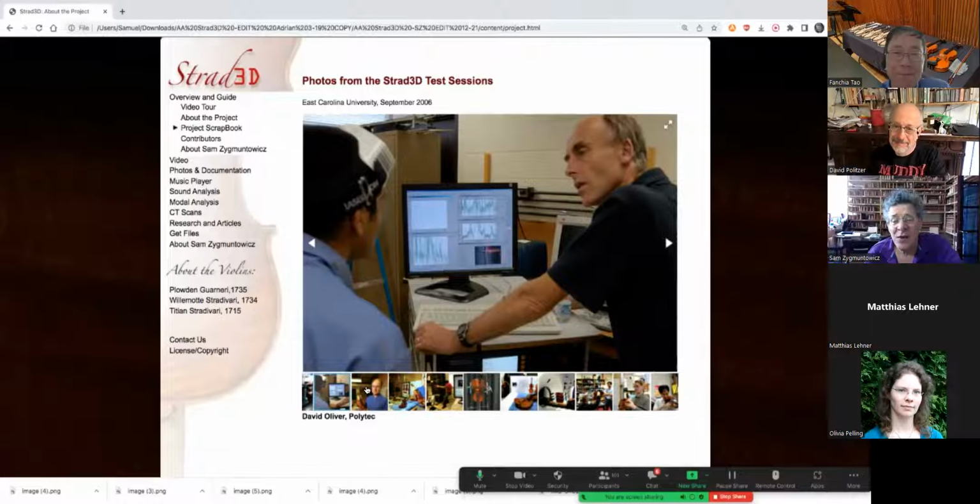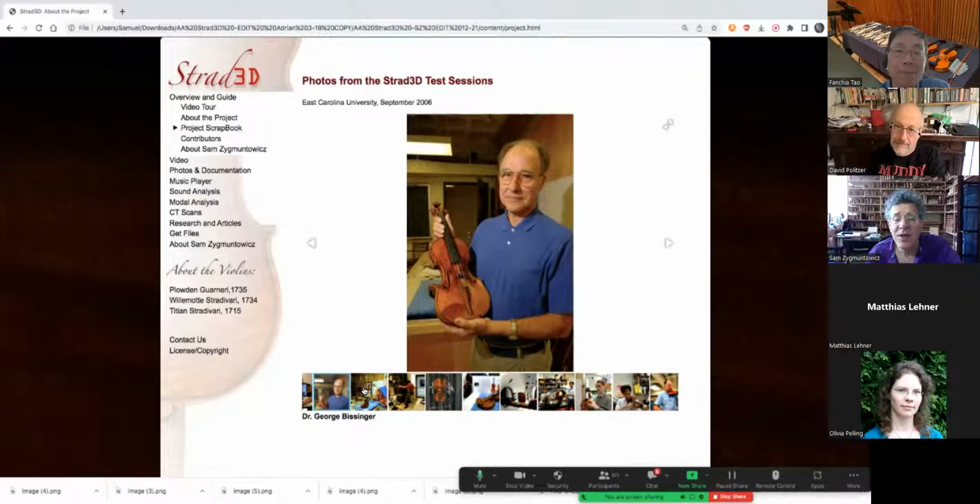This is David Oliver, who I'm not sure of his title. I think he was a chief technology officer at Polytech. This is Vikrant Pelin, who was a senior technician. And there was one other guy from Polytech. George in the lab with, looks like the Wilmot.